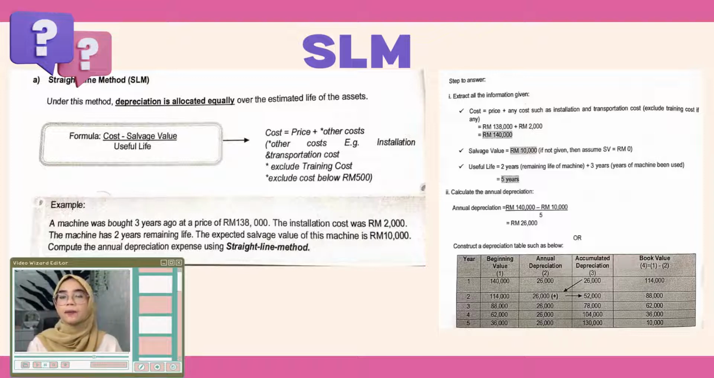For the second year, it's the same steps, but the difference is at the accumulated depreciation value. For accumulated depreciation in year 2, you must take the accumulated depreciation of the first year, which is RM26,000, and add the annual depreciation in the second year, which is RM26,000. So you will get RM52,000 for the accumulated depreciation in year 2. So you just follow the same steps to get the values of the next years.